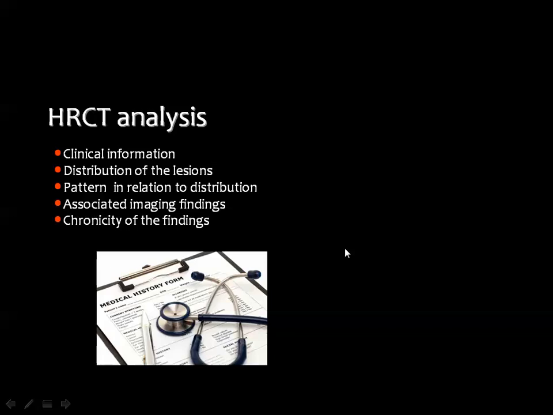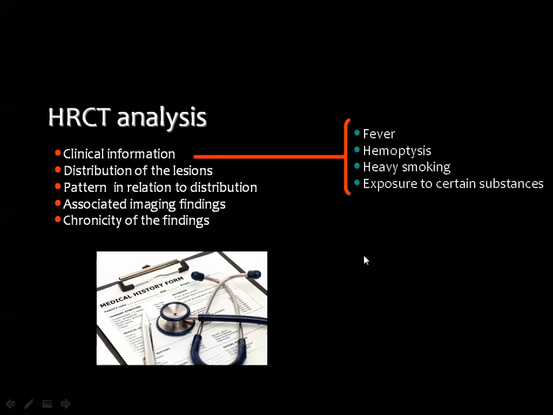Whenever you are dealing with any chest radiograph, the clinical data are very important. And especially in diffuse lung disease, we need the clinical data.